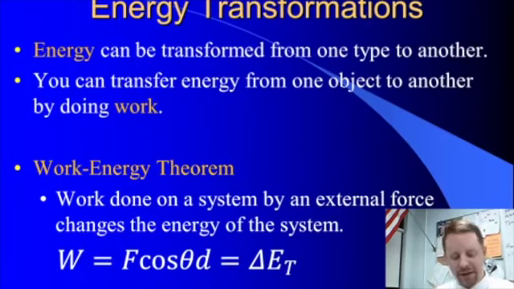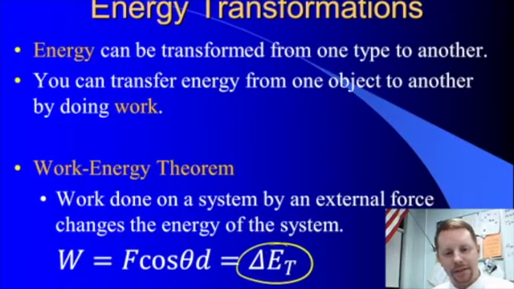And one way to write this is, if you recall, work is force times distance, and the force has to be in the direction of the distance or displacement, so F cosine theta d, which is equal to the total change in energy of the system.